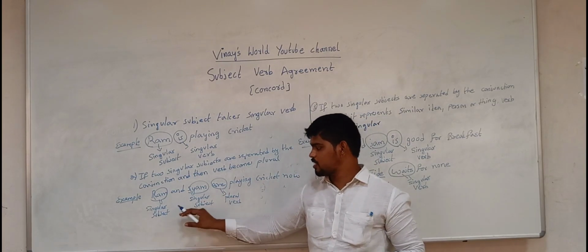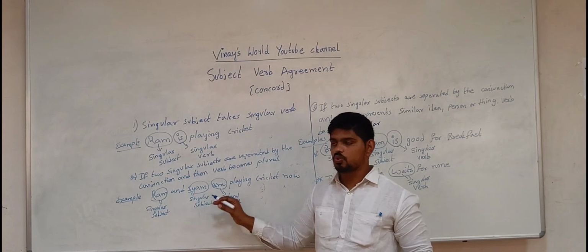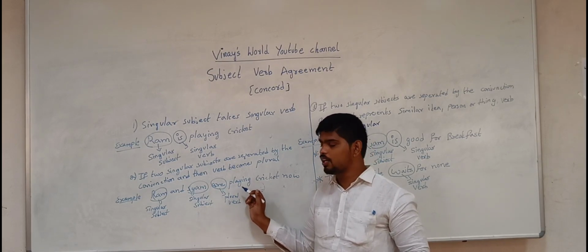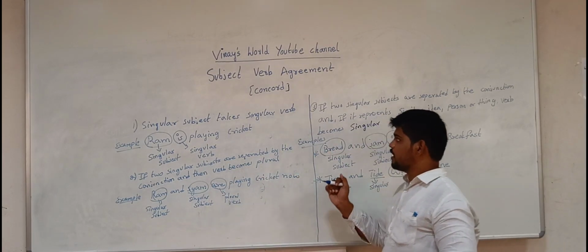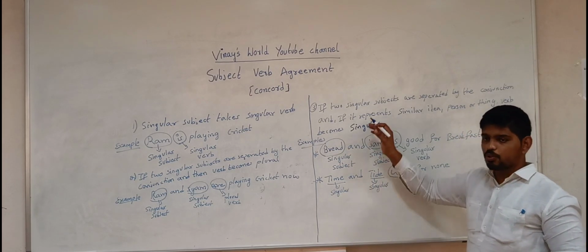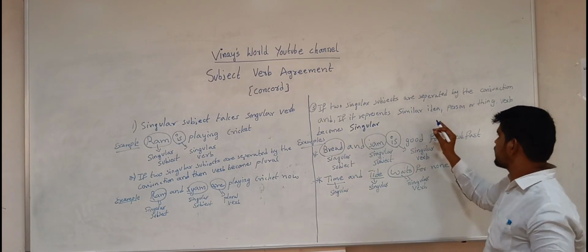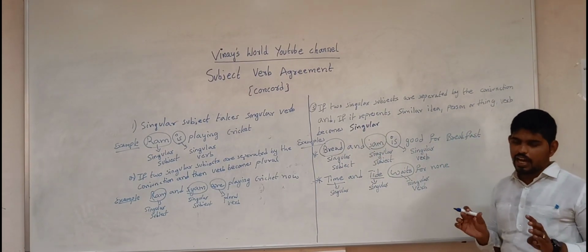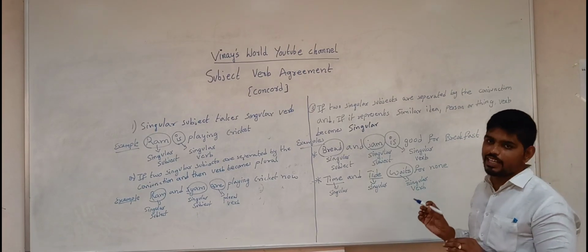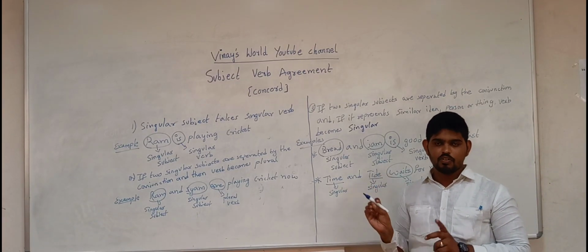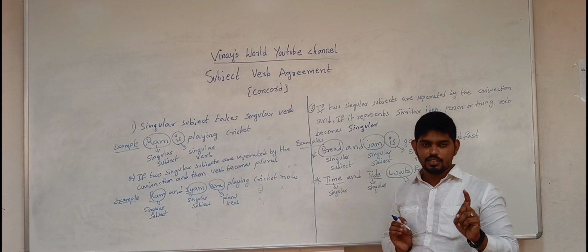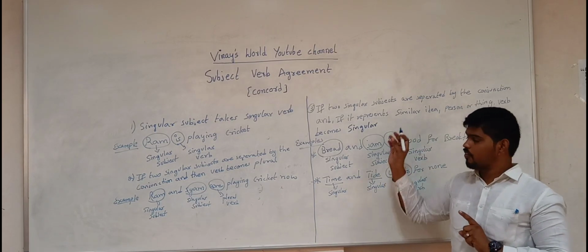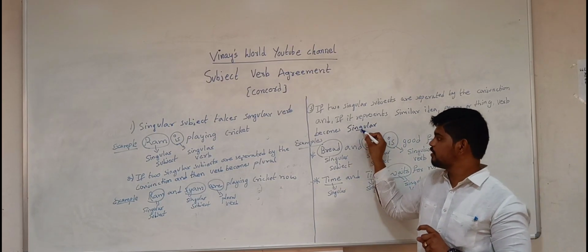Ram and Sham are playing cricket now. Ram is a singular subject, Sham is also a singular subject. So we should use the plural verb called are. Next, if we move on to the third rule, if two singular subjects are separated by the conjunction and, and it represents a similar idea, person or thing, the verb should be singular. You should identify this rule. The verb should be singular here.